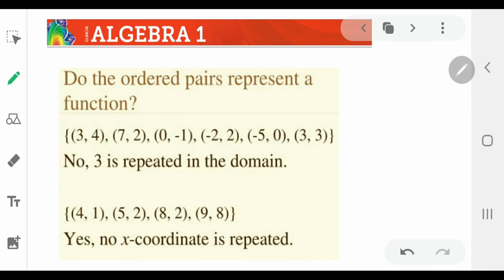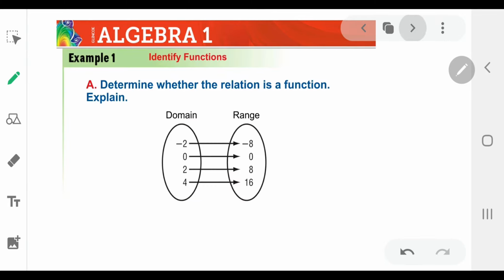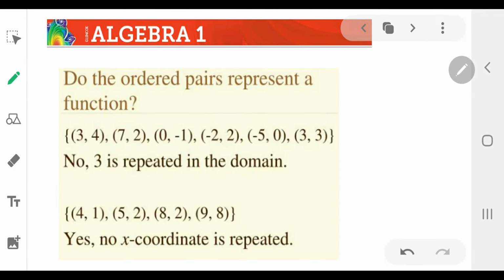Let's see this question here. Do the ordered pairs represent a function? I have a relation here, and he's asking me whether it represents a function or not. What do I have to do to figure it out? I have to go to the definition of a function. In order for a relation to be a function, each value of x should not be repeated. Each value of x should be pairing or corresponding with exactly one value in the y in the range.